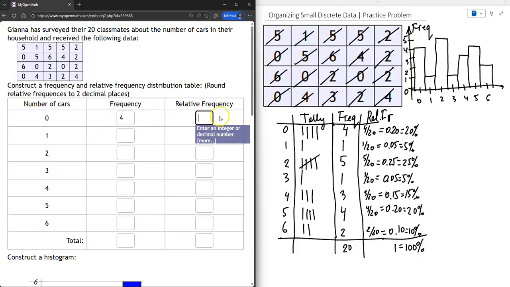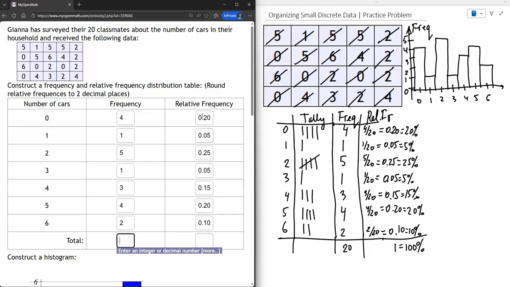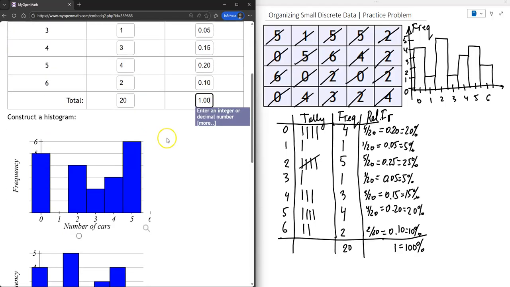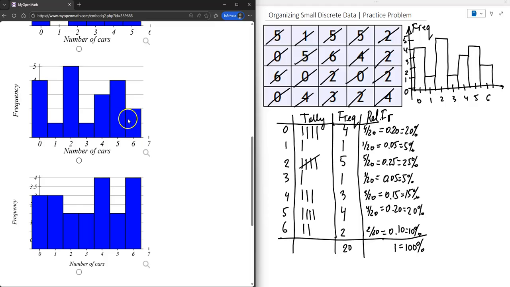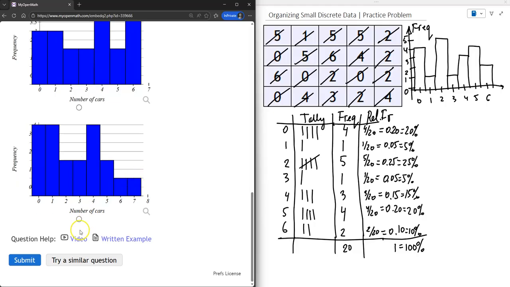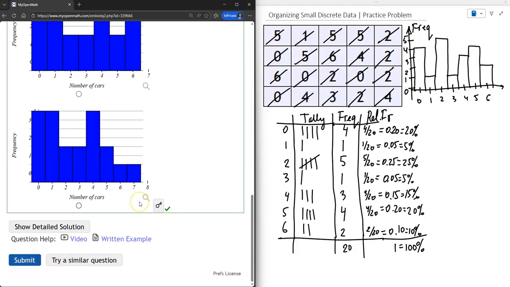Here, because there are no percentages, I'm going to enter the answer in decimal form. And we're almost there. And let's pick the right histogram. Which one looks right to us? 4, 1, 5. Yeah, looks like this one. So let's submit the answer, get the full credit.